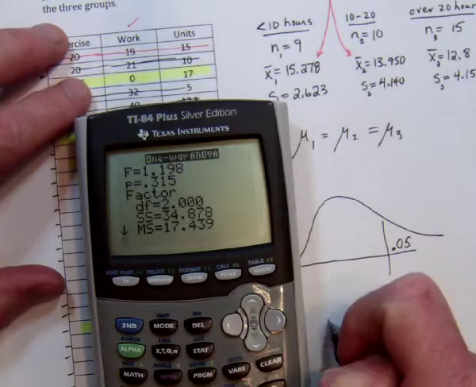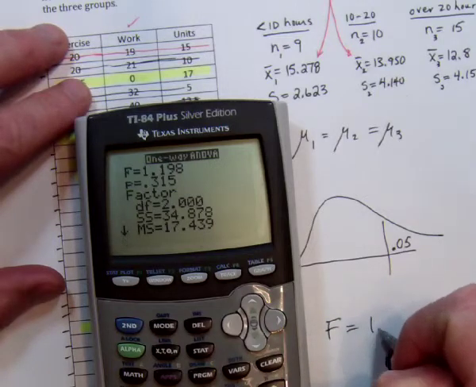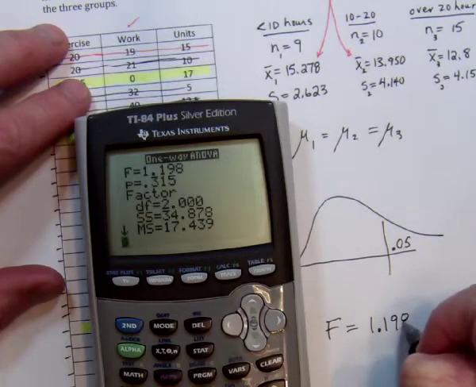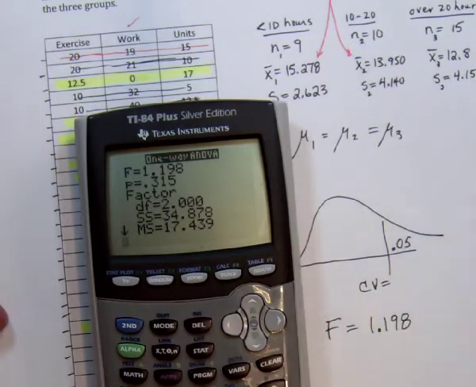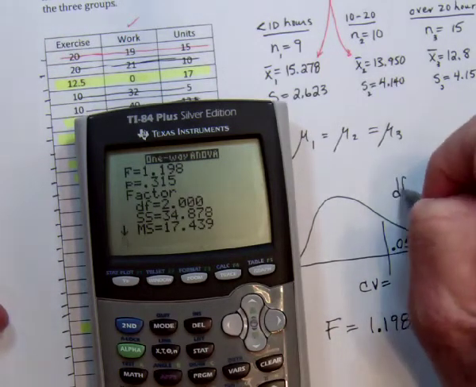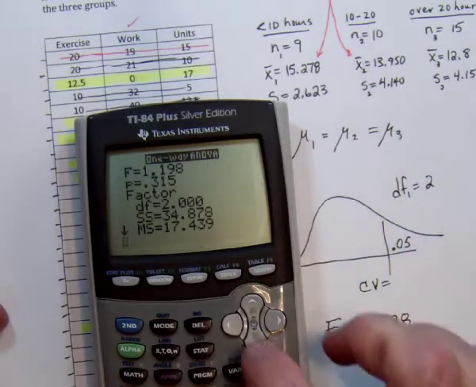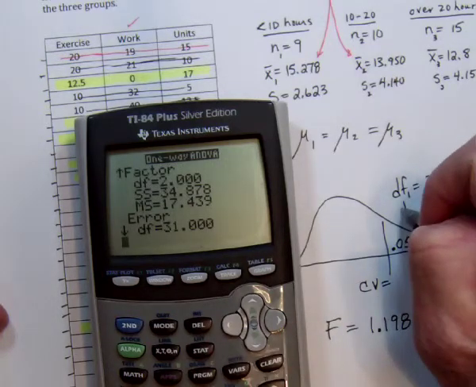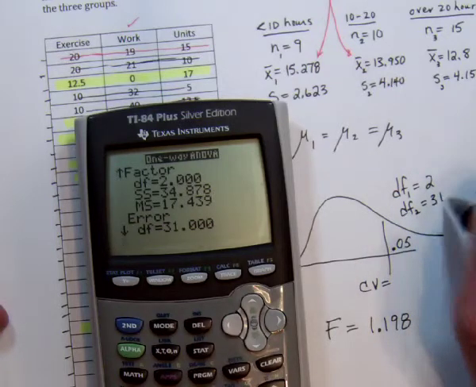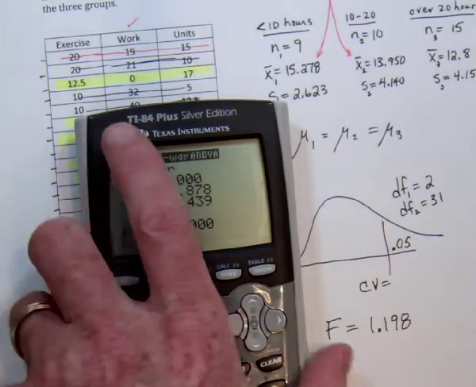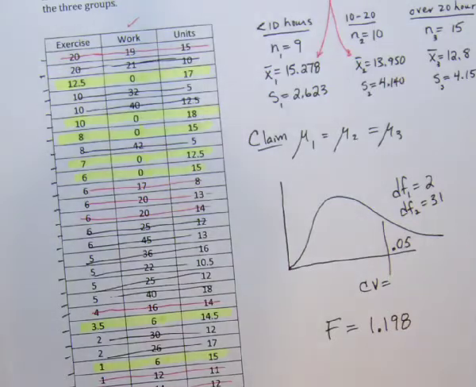So the test statistic is going to be a 1.198. That looks like a fail to reject situation, but I need to finish it. So degrees of freedom number 1 is equal to a 2. Then scroll down. Degrees of freedom number 2 is equal to 31. Was that what it was on the last one? Oh well. Just look up the critical value.